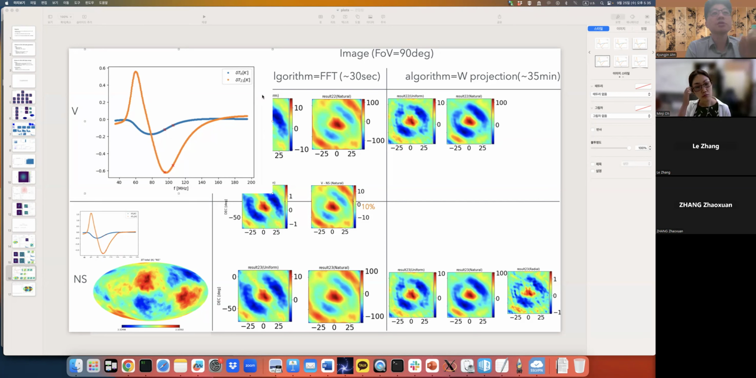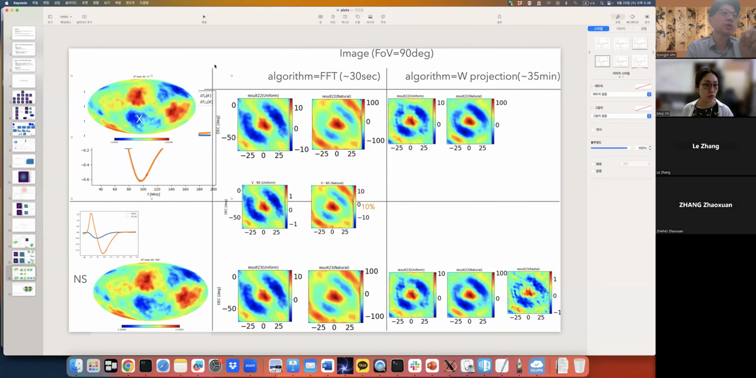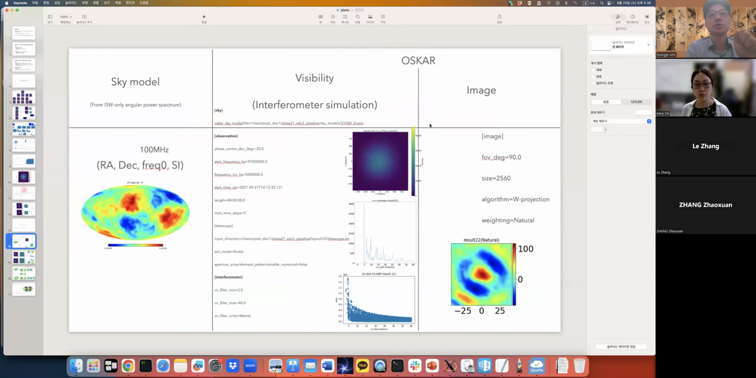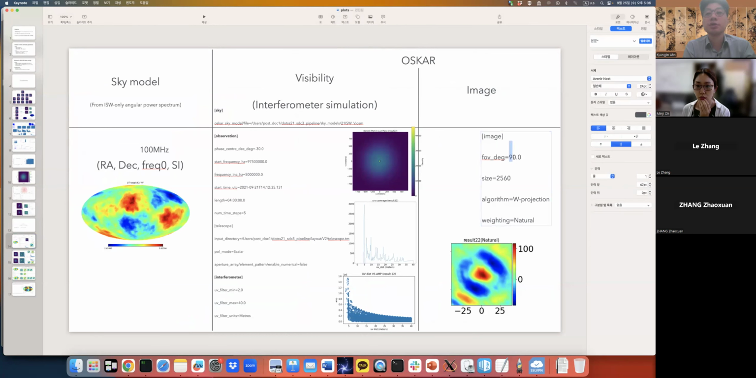So that's the input, and then the output does not look like the input. So can we go back to the original slide that you showed, Minji? Yes. Right. I asked Minji to just use a very large field as practice. So we set the field of view as 90 degrees, whatever that means.